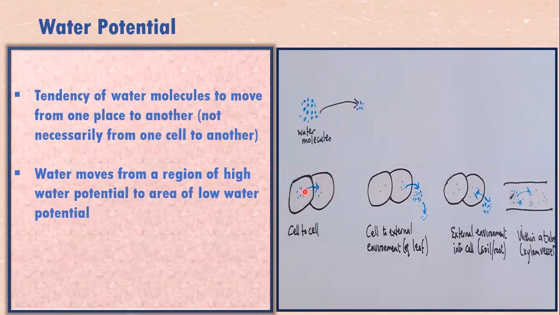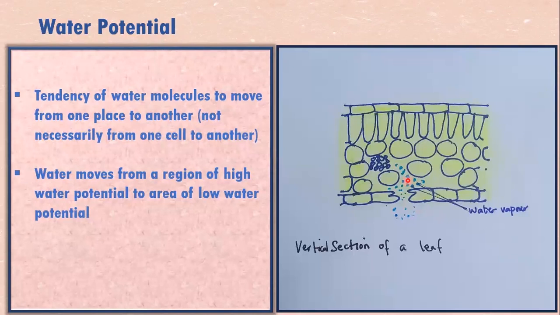Now, the movement of water molecules is not necessarily from one cell to another. We can have water moving from a cell into the external environment, as you can have in the leaf, where you have water molecules as water vapor moving from the intercellular spaces into the outside air. So we have high water potential in the intercellular spaces and low water potential in the outside air.